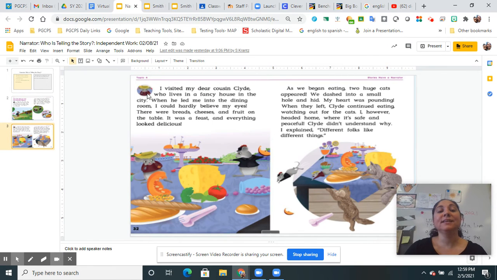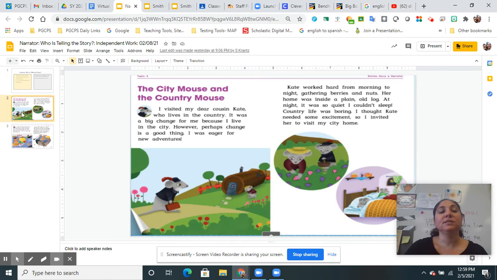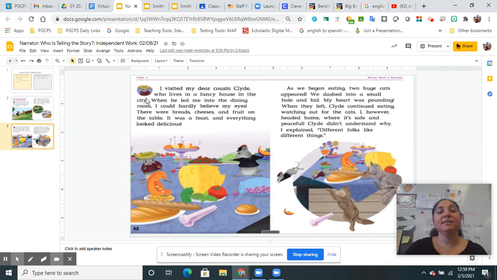Now, Kate is the narrator, and you will see her picture at the top of the page, just like on the first page, you see Clyde's picture next to the words because he's narrating his trip to the country, and Kate is narrating about her trip to the city.